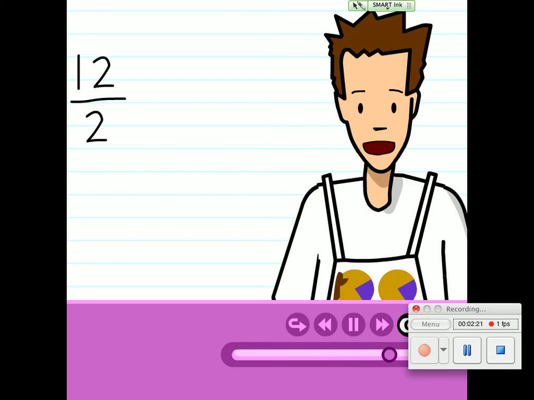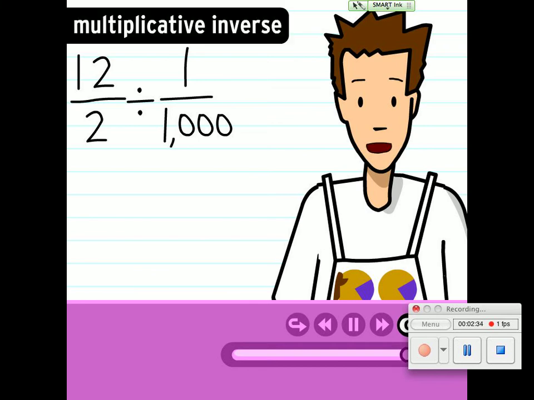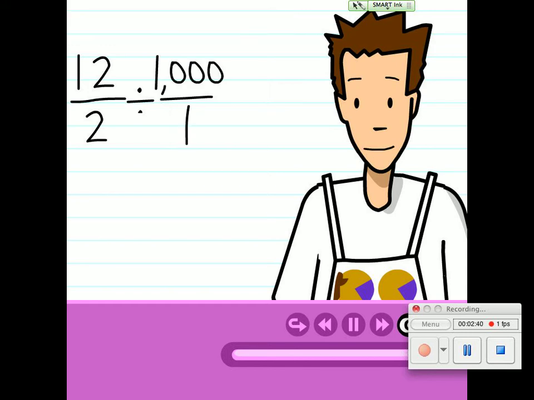Okay, fine. I'll show you how to do it by dividing fractions. We'll start with our original fraction, 12 divided by 2. Now, to figure out how many grams that is, you can divide by the fraction 1 kilogram over 1,000 grams. Dividing by a fraction is the same as multiplying by its multiplicative inverse. That's math speak for an upside-down fraction. To get that, you just flip it.